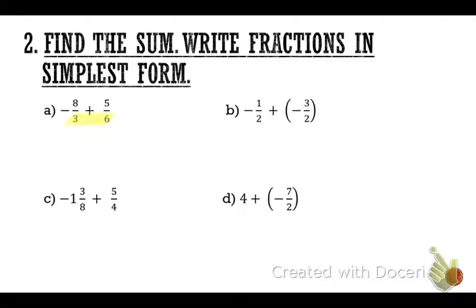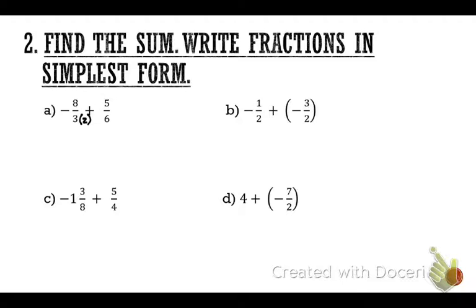A 6, which means I have to turn this fraction, instead of into thirds, I need to turn it into sixths. How would I get from a 3 to a 6? What do I have to multiply by? 2. I have to multiply by 2. So right here we're going to multiply by 2 because 3 times 2 would equal 6.